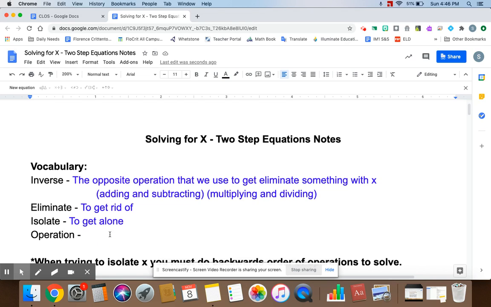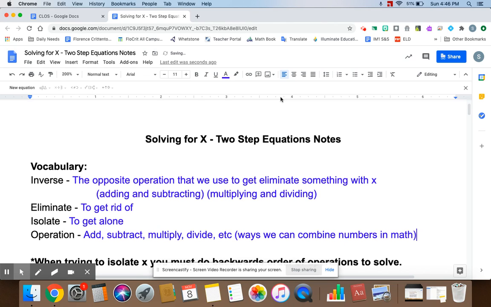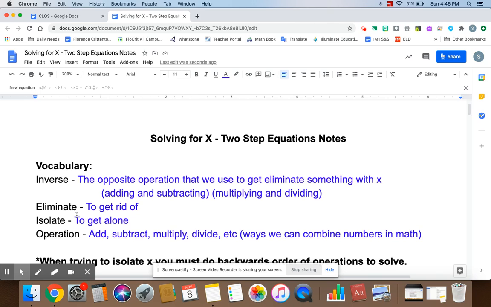Finally, the last word that we used here is operation. What does the word operation mean? Operations are things we can do in math, like add, subtract, multiply, divide, etc. It's ways we can combine numbers in math. That's what an operation is. So far we've done solving for x with one step. Now we're moving into two steps.